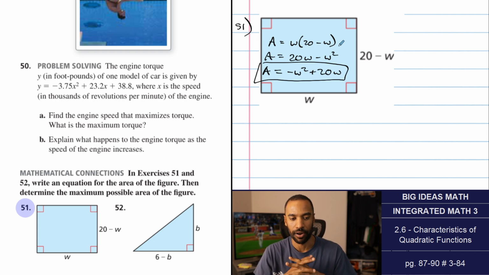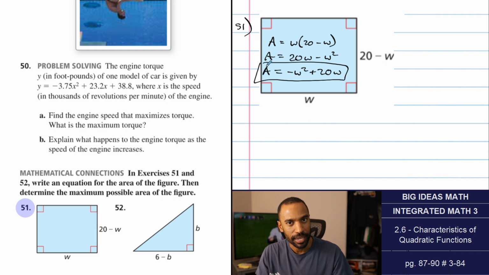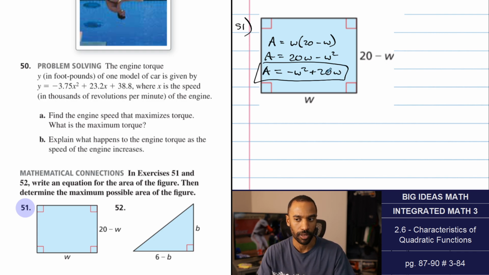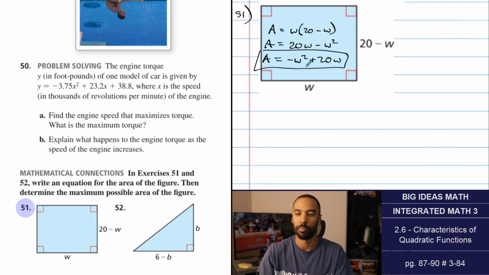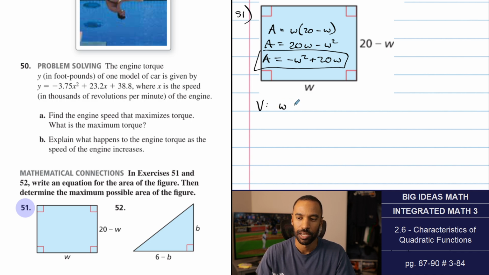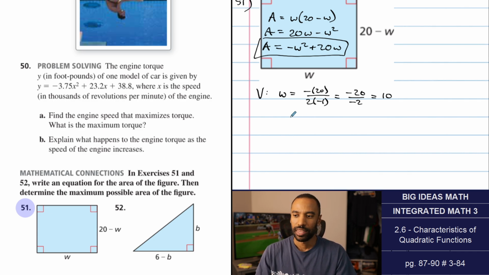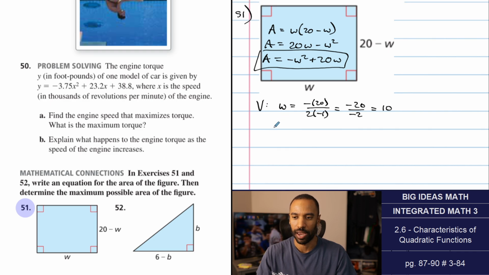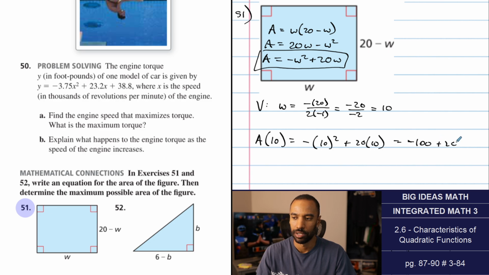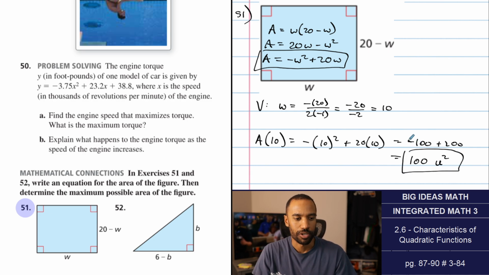They say determine the maximum possible area of the figure. You maximize your area given a certain width. When can the y be biggest based on this x? There's still a parabola for this quadratic, and it's a negative stretch factor. That's why I put it in standard form. So we still want to find the vertex. The width that gives you maximum area is at negative b over 2a, which is negative 20 over negative 2, or 10. So when your width is 10, the area is negative 10 squared plus 20 times 10, which is negative 100 plus 200, which is 100 square units.